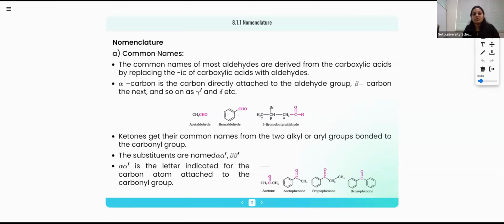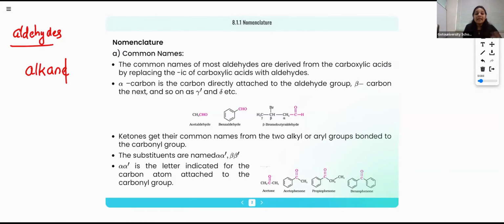See here, first one. Listen. The common names of the aldehydes are derived from carboxylic acid by replacing IC of the carboxylic acid with aldehyde. First I will give you the overall concept regarding this nomenclature. In all the compounds containing a functional group, the name will end with, means we have to cut the E from alkane. Suppose the compound contains only single bond, not containing any double bond. So we have to remove the E from alkane.